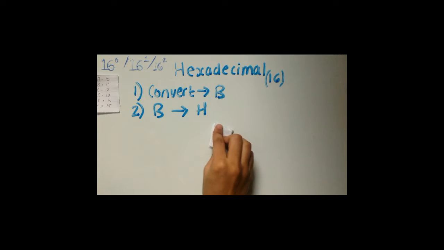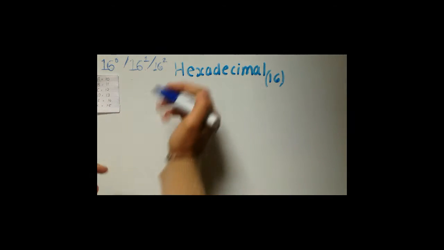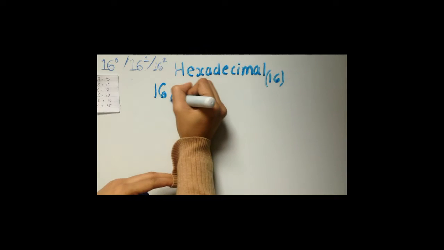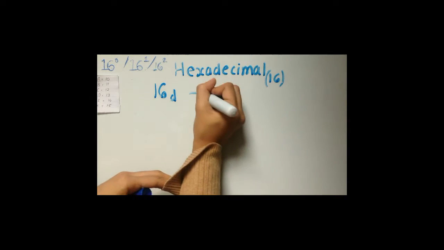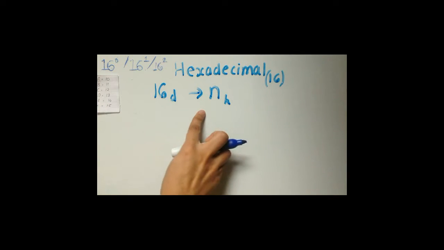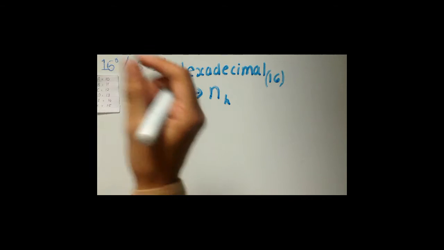Now, the example I'm going to be giving you is 16. 16 is the decimal. So let's put a little d over here. This represents a decimal. We want to convert this to a hexadecimal. This is n, any number. We don't know what this is yet. So this is any number, but it's hexadecimal.